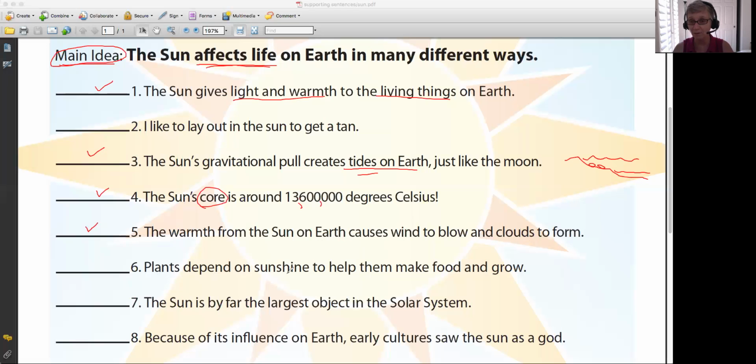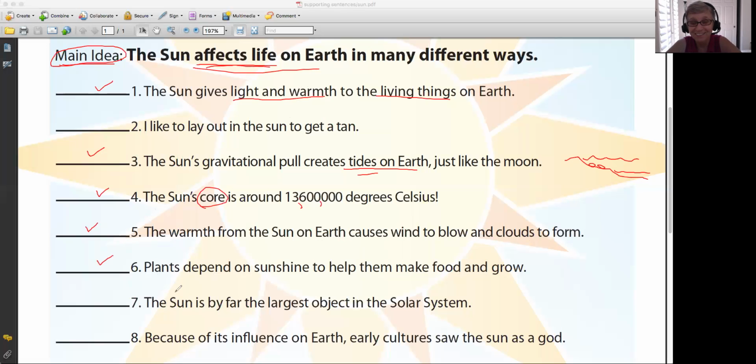Plants depend on sunshine to help them make food and grow. Is that showing us that the sun affects life on Earth? Yes. Yes, it looks like a lot of these do. All right, I know. That's all right, though. I didn't write it. We'll just have to run with it.